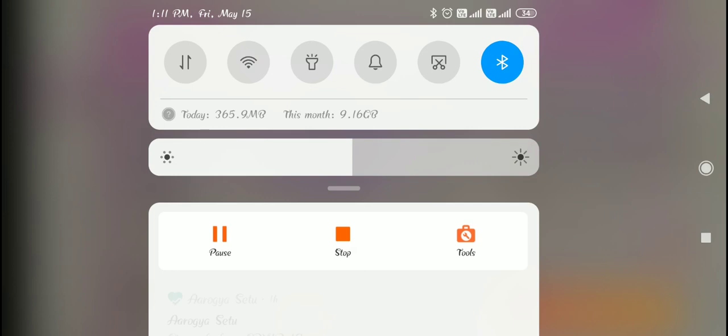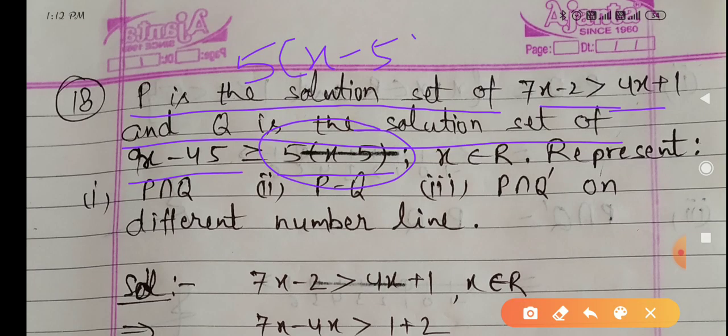Actually, behind this paper I have made a number line, so the image of the number line is coming through. I did not cut this. Again I am telling you, it is 5 into x minus 5. The x minus 5 is not cut, it is the reflection of the number line made behind the paper. So x belongs to real numbers, represent P intersection Q, P minus Q, P intersection Q dash on different number lines.